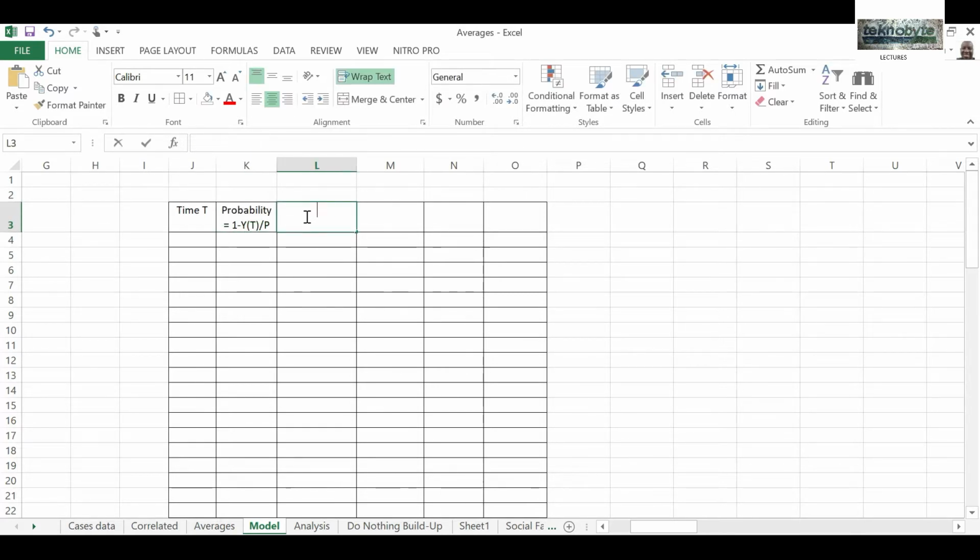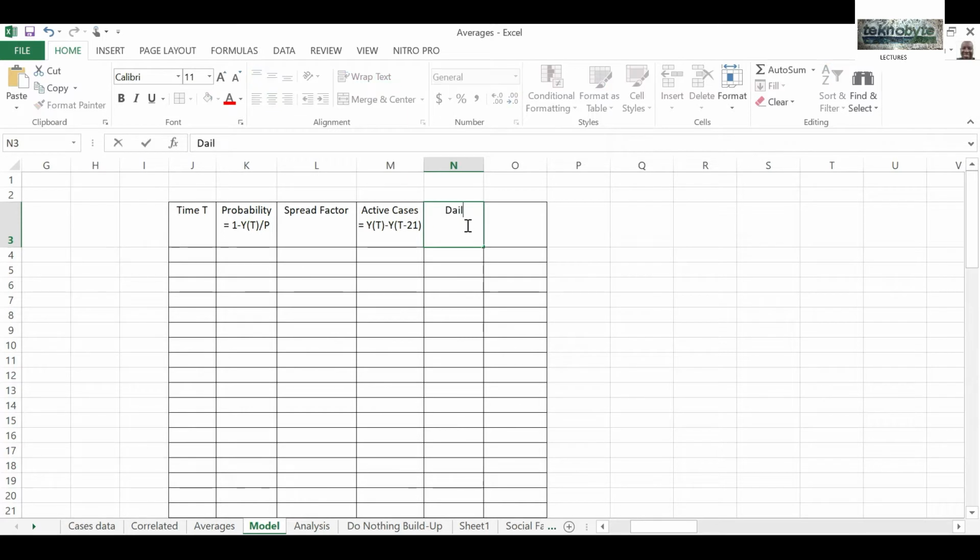The other component is the spread factor. Then the number of active cases, which we said is equal to the number of cases reported today minus the number of cases that were reported 21 days ago. Next is the daily increase in the number of cases, which is given by the product of these 3 components. To get the total number of cases that are predicted by a model, what we need to do is to sum up the daily increase from one day to the next.